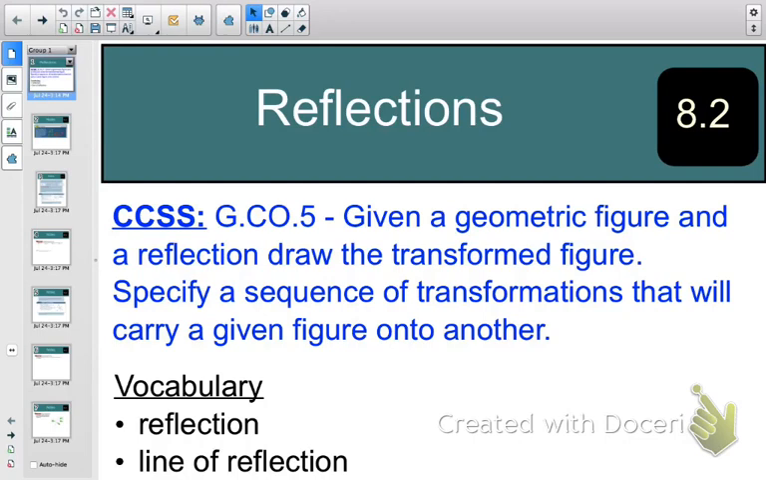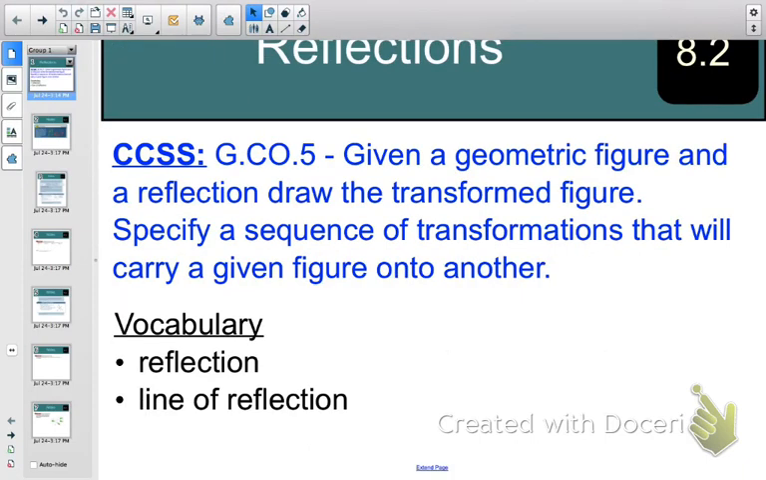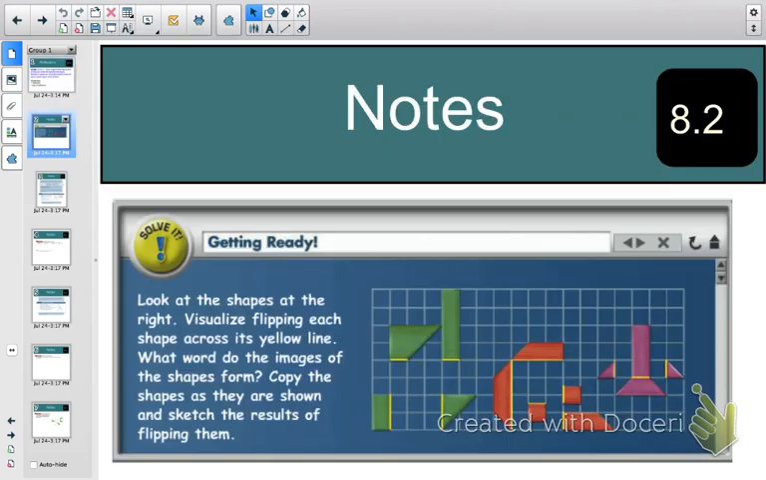Today we're going to go over reflections, which is 8.2. So same standard, GCO 5. It says given a geometric figure and a reflection, draw the transformed figure, specify a sequence of transformations that will carry a given figure onto another. So some vocab: reflection, and line of reflection.